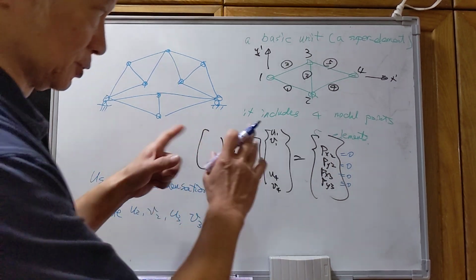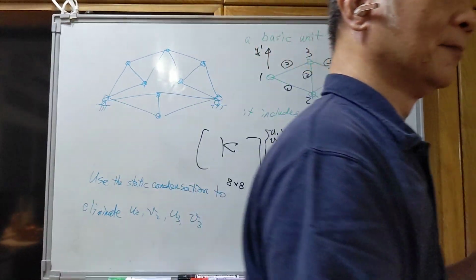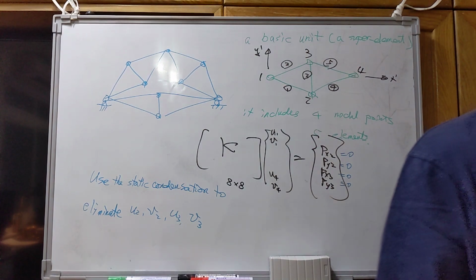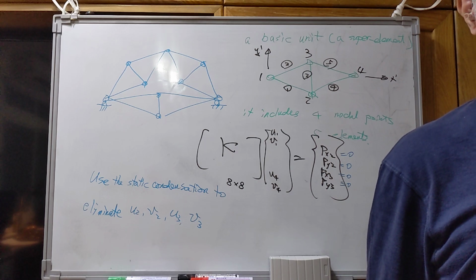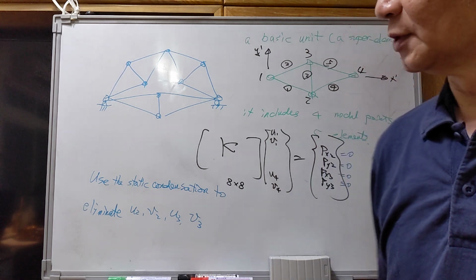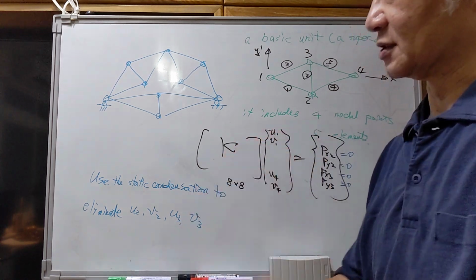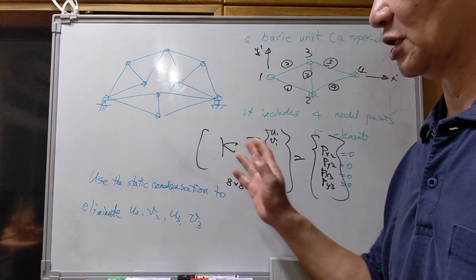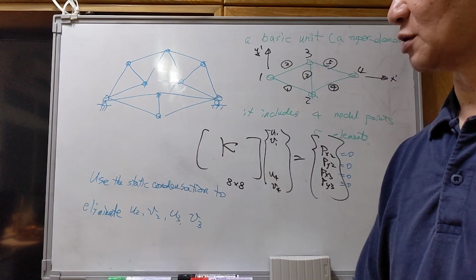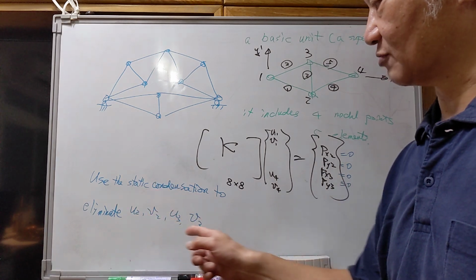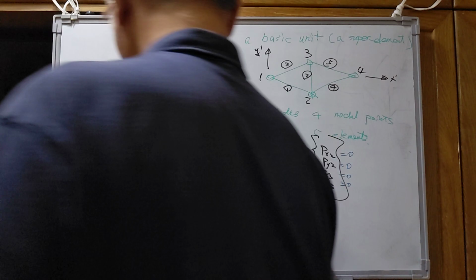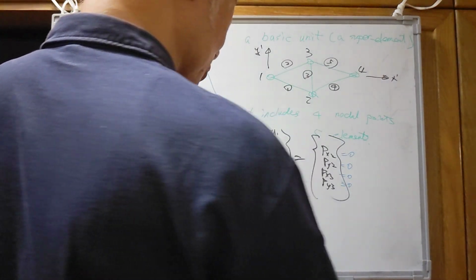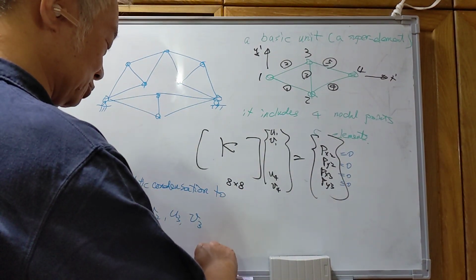Okay. So since we know the corresponding elements in the force vectors are equal to zeros, we can apply the static condensations to eliminate the corresponding degrees of freedom. It will be these 4 degrees of freedom that can be eliminated. So we will do the static condensations.